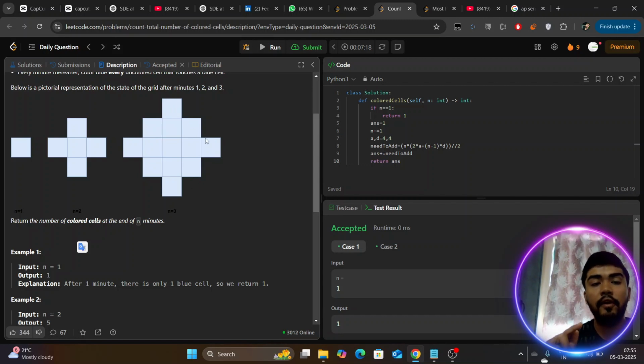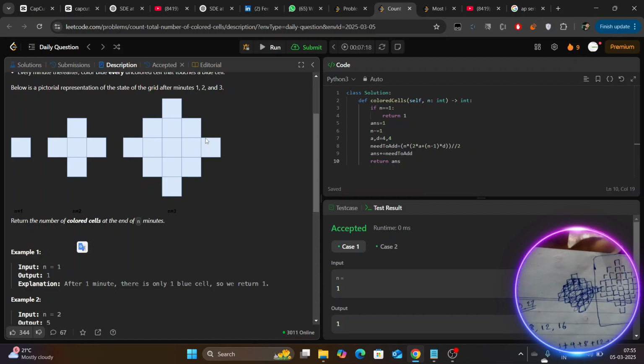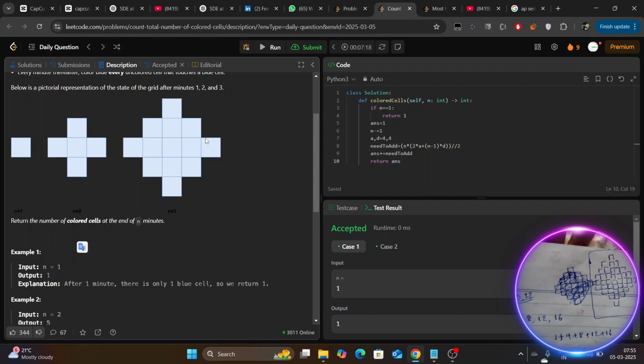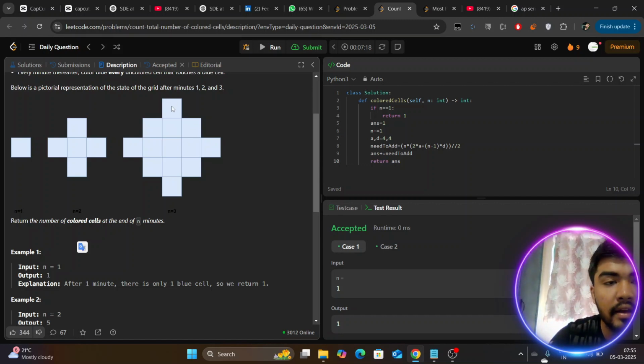And if we draw for n equals 4, then this grid looks something like this. So you are able to color 12 cells this way. So here, how many have we colored? 1 2 3 4 5 6 7 8.